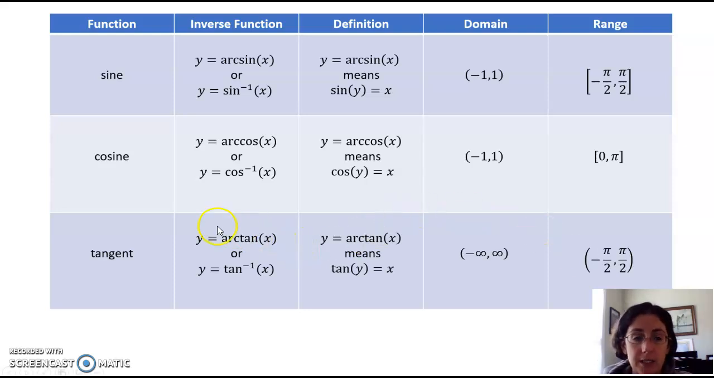Now notice, when you're figuring out what the inverse function means, it means that the sine of y equals x, the cosine of y equals x, the tangent of y equals x. These y's, which are equal to the arc sine, arc cosine, and arc tangent, are angles. So when you're taking the arc sine, the arc tangent, or the arc cosine, you're getting out an angle.